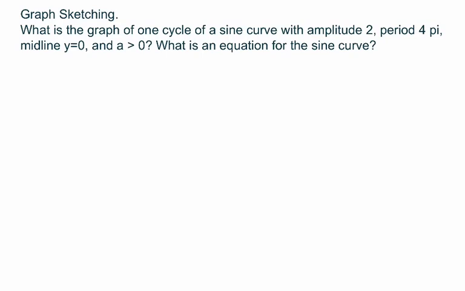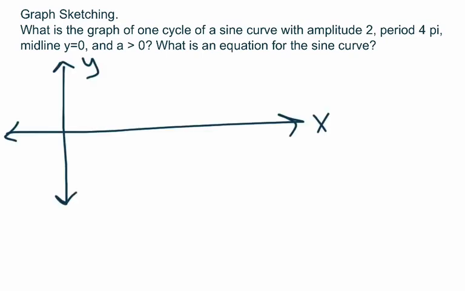First, we need to scale the y-axis. So here I see that my amplitude is 2. I think I'll mark 2 and negative 2 here along my y-axis. And for the x-axis, I'll mark equal spaces through one cycle by dividing the period into fourths.